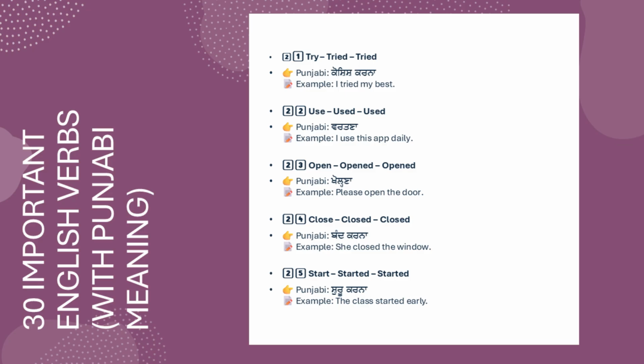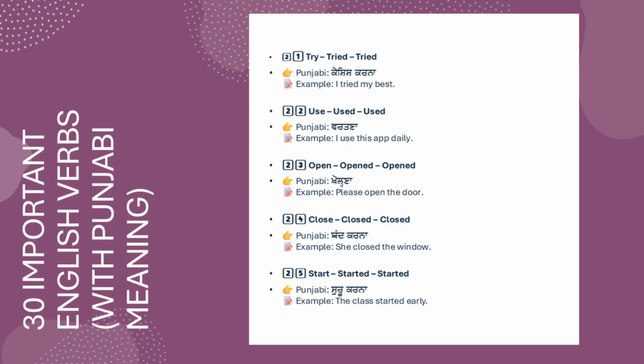And our 23rd verb is open, which means kholna. For example, please open the door. And the base form is open. And for the past form and past participle, we use opened. Open, opened, opened.